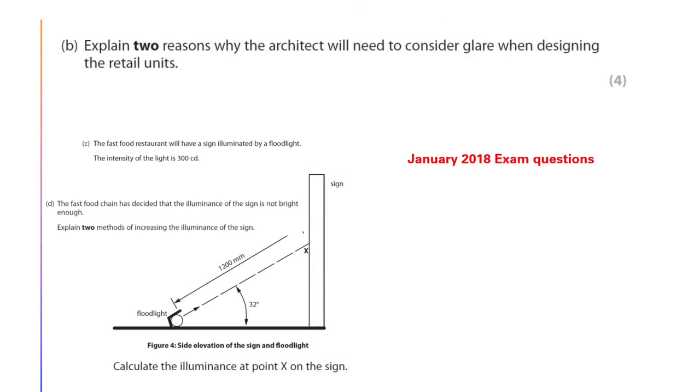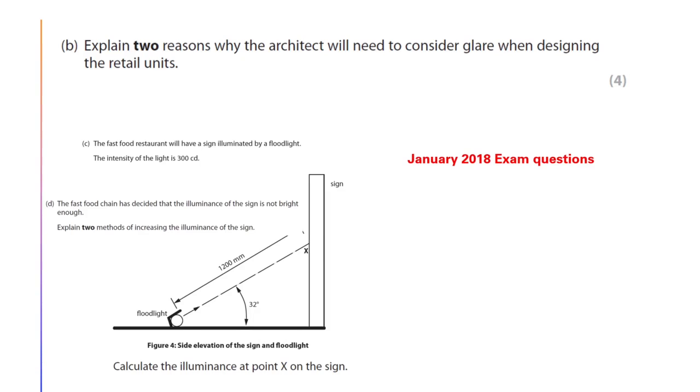These questions are all taken from the January 2018 exam. One of them: explain 2 reasons why the architect will need to consider glare when designing the retail unit. So ask yourself this question: what are you going to say? This is worth 4 marks. A very easy question is 2 points. This is 4 points, so 2 points per reason. What would you say to that at this point in time? You probably wouldn't know what to say because you haven't studied that yet. And this is why I'm saying to you, expect the unexpected.